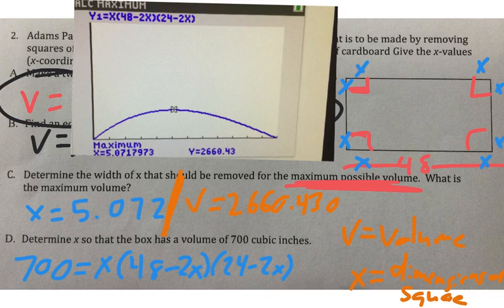Once you know this, I'm going to go back to my y equals. What do I want y to equal? You following? The volume 700, I want y to be 700. And so what am I looking for? I'm looking for the points where the red line intersects the blue curve. Because right here is a y value of 700 in red. And where does it intersect with the blue graph?